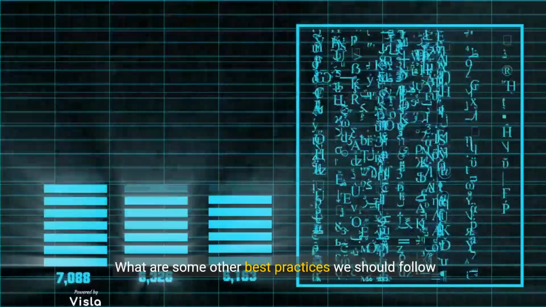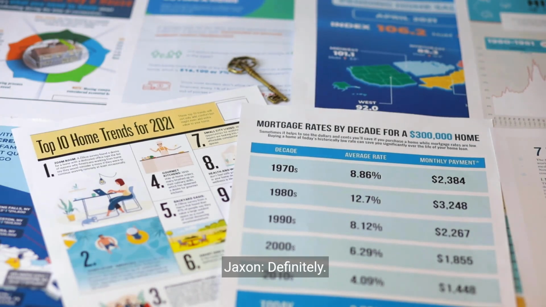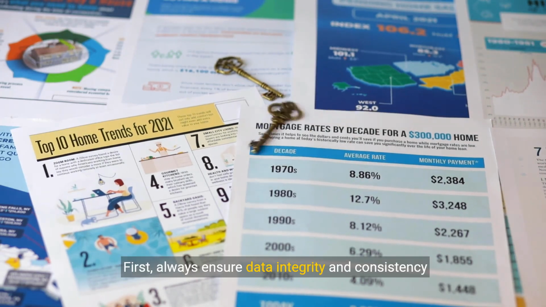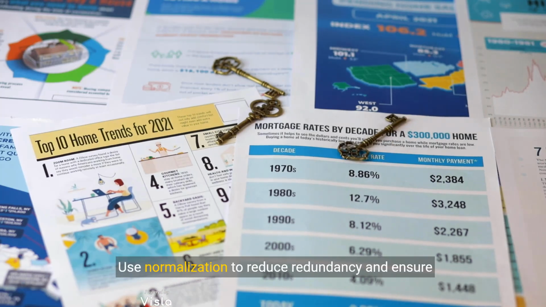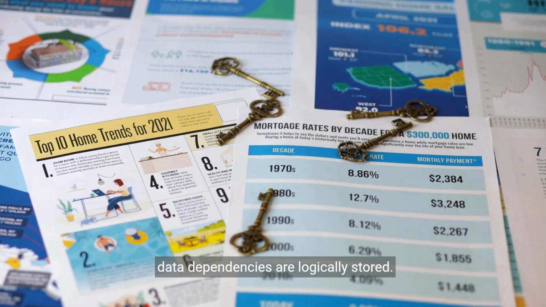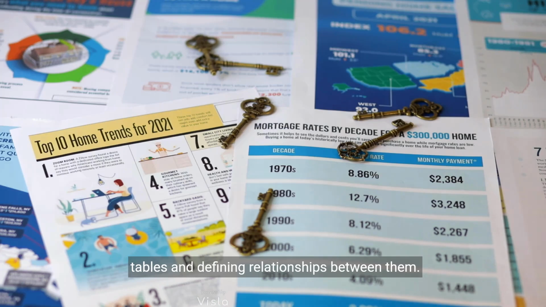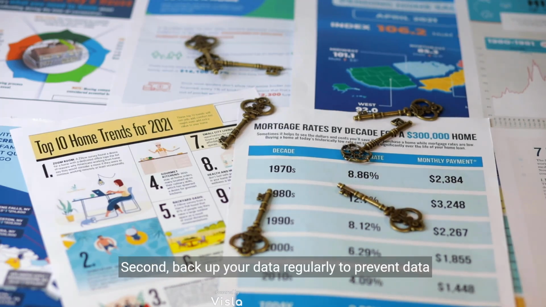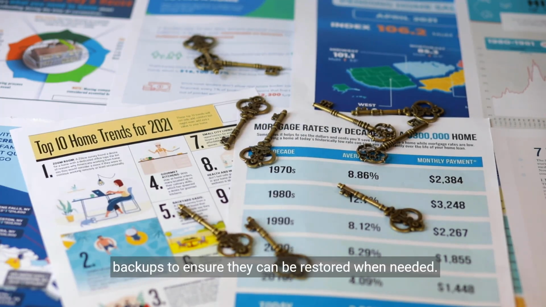Aria: These best practices seem essential for maintaining a reliable and secure database system. What are some other best practices we should follow when handling databases? Jaxon: Definitely. First, always ensure data integrity and consistency by designing a robust schema. Use normalization to reduce redundancy and ensure data dependencies are logically stored. This involves organizing the data into separate tables and defining relationships between them. Second, back up your data regularly to prevent data loss. Implement automated backup systems and test the backups to ensure they can be restored when needed.